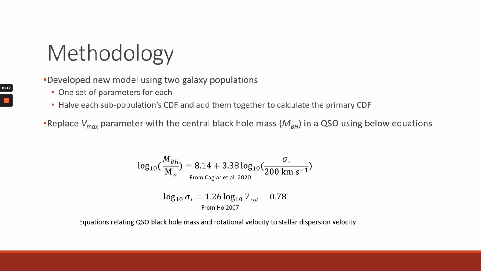An additional research point was replacing the Vmax parameter with the central black hole mass using the two equations below, which relate both the rotational velocity and the black hole mass to the stellar dispersion velocity.